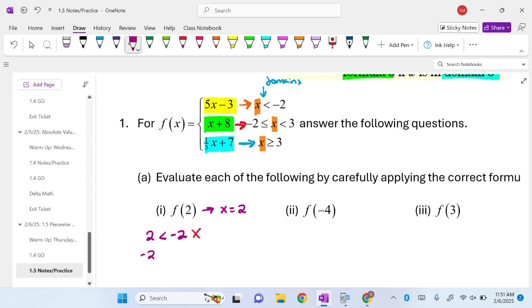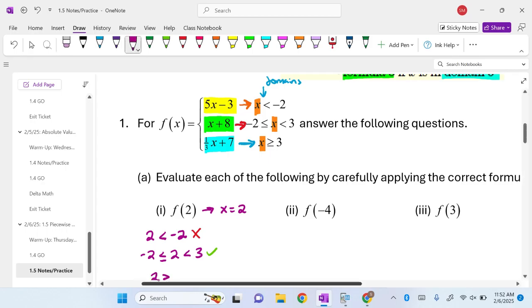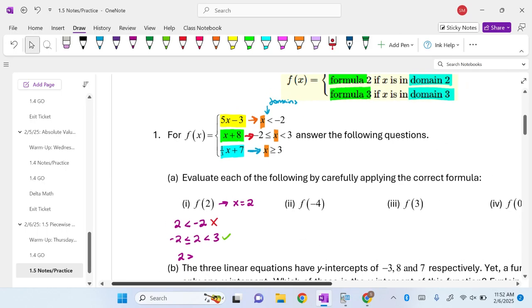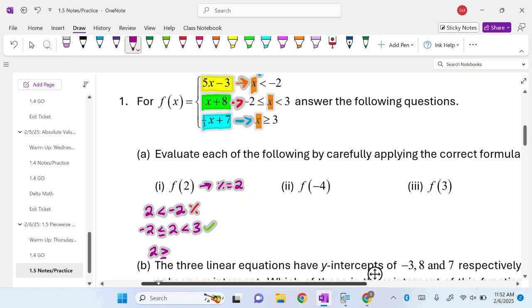Is -2 less than or equal to 2, which is less than 3? Is that true? So in other words, is 2 between -2 and 3? Yes. And then just to double check the last one, is 2 greater than or equal to 3? Is that true? Yes or no? No.